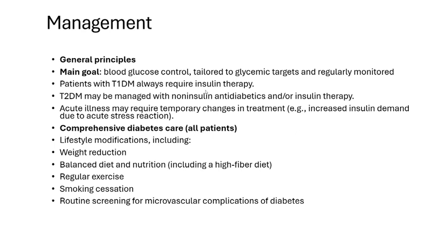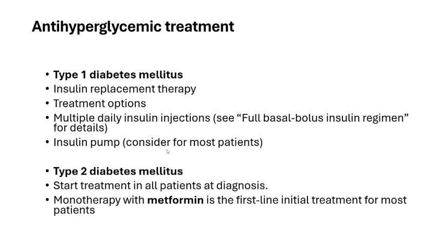The main goal here is to control the blood glucose. Coming to comprehensive diabetes care, it means all the patients should maintain a balanced diet. They need to change their lifestyle and food habits, control their weight, get regular exercise, and get proper nutrition. They should quit smoking, and they need to go for routine screening for microvascular complications of diabetes. This is how the management process goes.